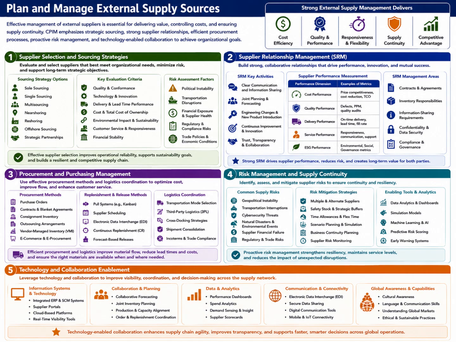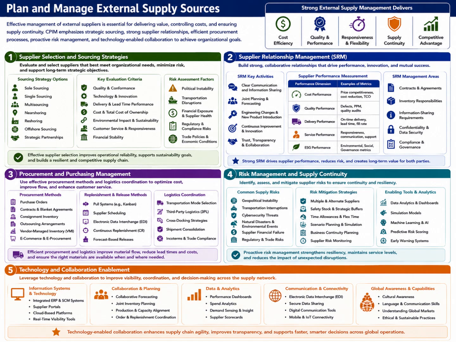and business priorities. The curriculum highlights the importance of assessing supplier capabilities related to quality, technology, environmental impact, customer service, and lead time performance. Businesses must also evaluate risks associated with political instability, transportation disruptions, financial exposure, and regulatory requirements. Effective supplier selection strengthens operational reliability, supports sustainability goals, and enables organizations to maintain stable supply chains while adapting to changing economic and market conditions.